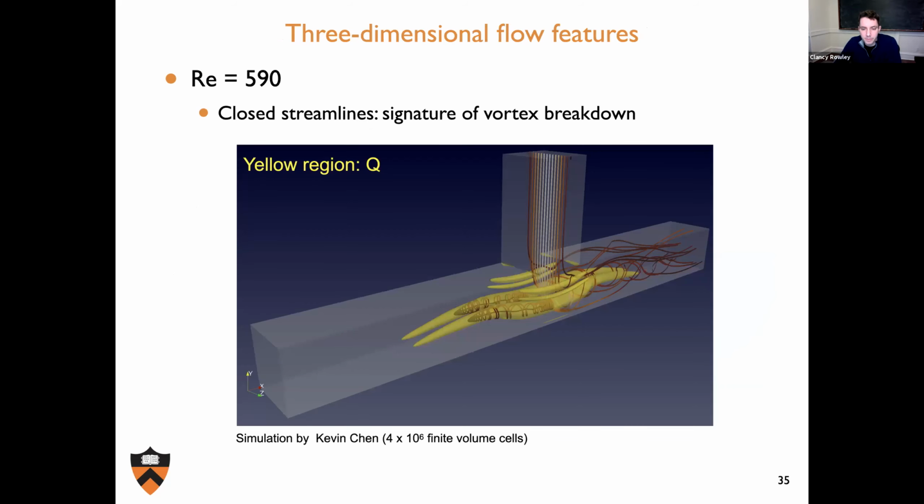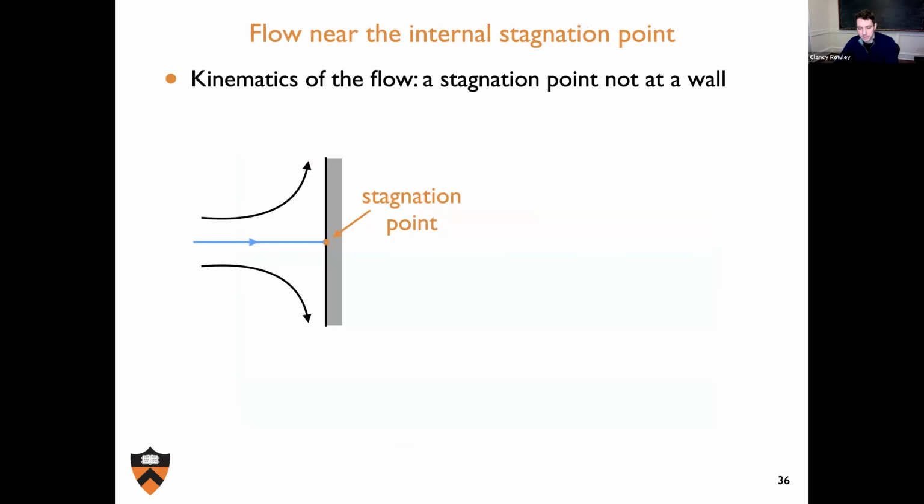Okay, so here are some three-dimensional features of these. The yellow region shows the Q criterion, which is a way of visualizing vortical structures in these flows. And then the stream tubes show particle traces. And you see some of these particles get trapped, and some of the particles move out of the T-junction. Some get trapped inside these yellow regions. So in these, you see the closed streamline inside the yellow region. This is a signature of something called vortex breakdown, which has an interesting feature that there's a stagnation point internal to a flow, not at a wall. So we all know what a stagnation point is.